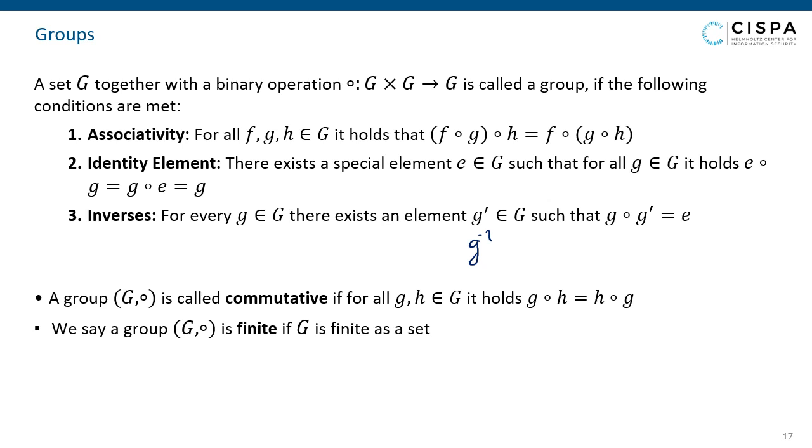Now, for some little extra terminology, we say that a group is commutative or also abelian if it holds for all g and h in the group that g times h is the same as h times g. And we say a group is finite if G is finite as a set.